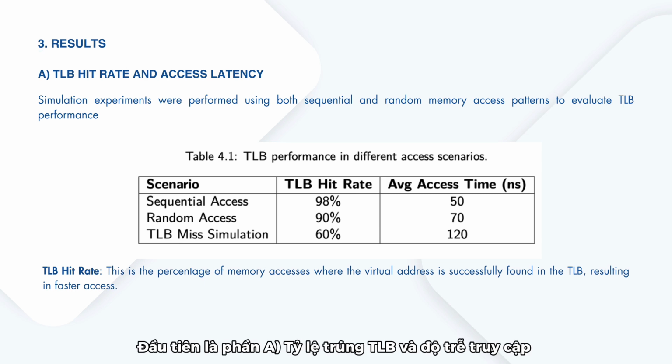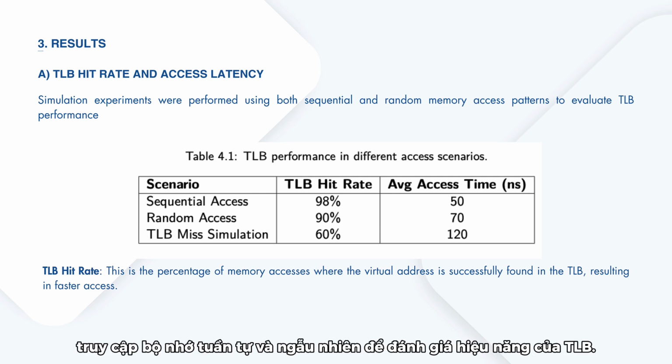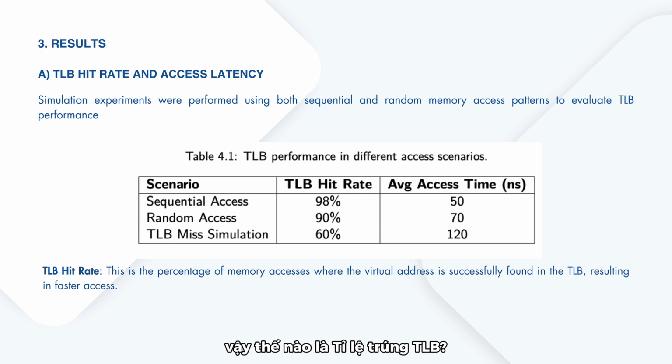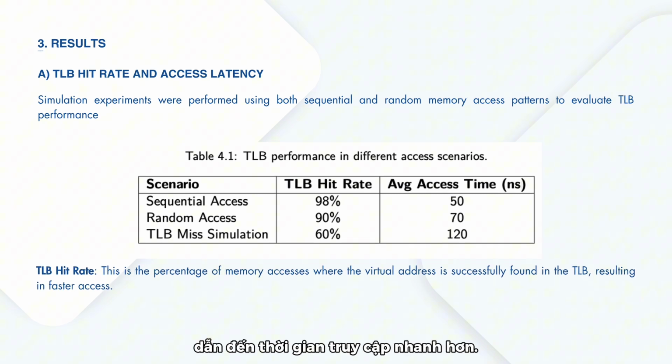The first one, in part A, TLB hit rate and success latency. Simulation experiments were performed using both sequential and random memory access patterns to evaluate TLB performance. So what is the TLB hit rate? This is the percentage of memory accesses where the virtual address is successfully found in the TLB, resulting in faster access.